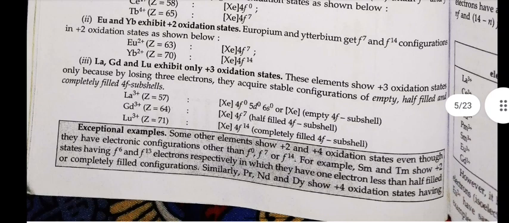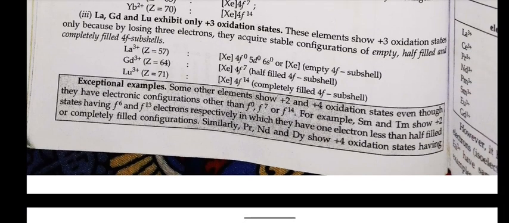Exceptional examples. Some other elements show +2 and +4 oxidation states even though they have electronic configurations other than f0, f7 or f14. For example, Sm and Tm show +2 oxidation states having f6 and f13 electrons respectively, in which they have one electron less than half-filled or completely filled configuration. Similarly, Pr, Nd and Dy show +4 oxidation states having f1, f2 and f8 electronic configurations.